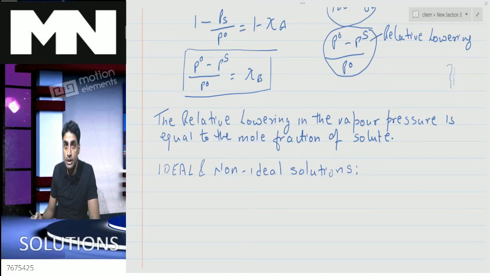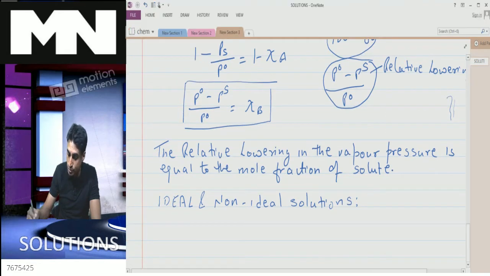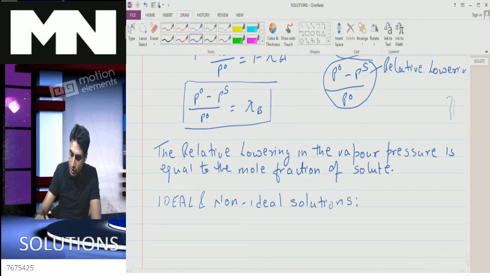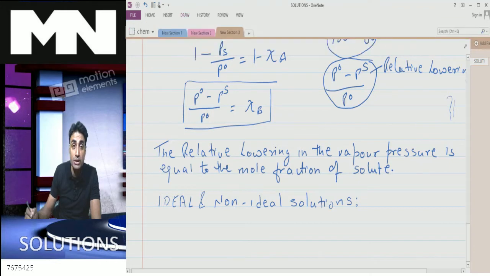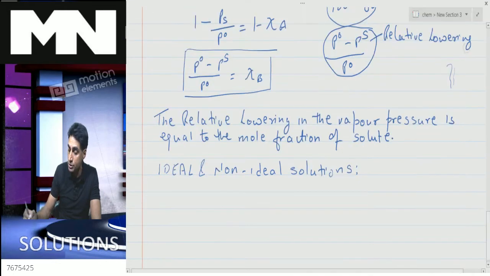Well, hello once again. In the last class, we talked about Raoult's law for volatile and non-volatile solutes. In today's class, we'll be talking about ideal and non-ideal solutions. We'll see what ideal and non-ideal solutions mean. We generally say that a solution which obeys Raoult's law is an ideal solution, and a solution which does not obey Raoult's law is a non-ideal solution.